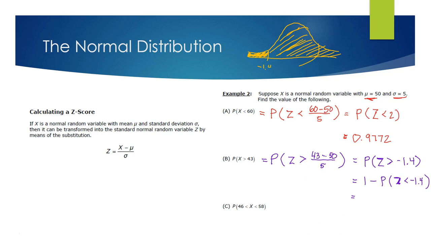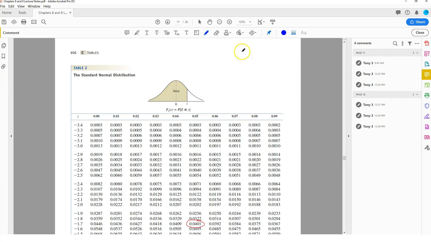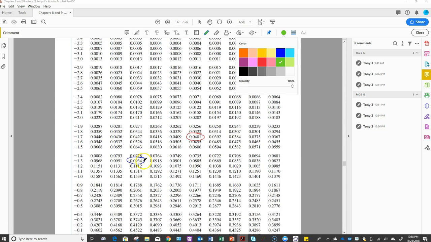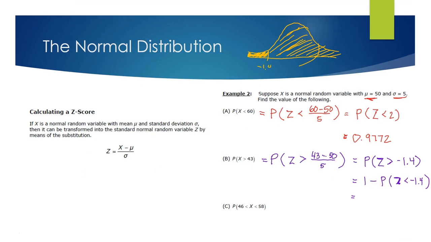And so I go to the table. I want to go to the negative table, so I want to go to the first one. I'll just change it to see another color. Negative 1.4 is right here, 0.0808. So my probability is going to be 1 minus 0.0808, which is going to be 0.9192.